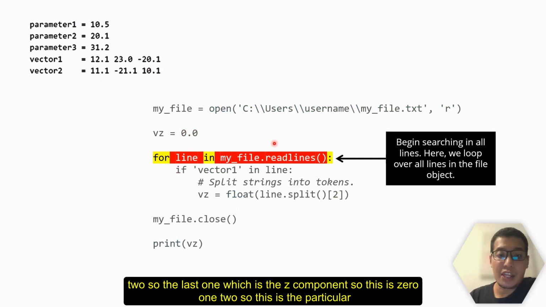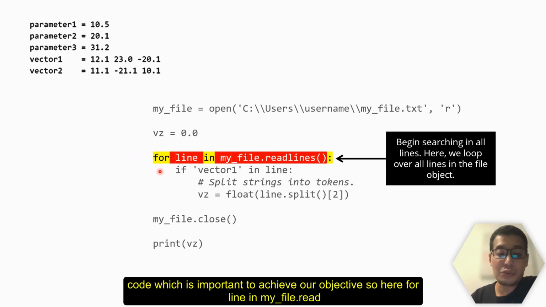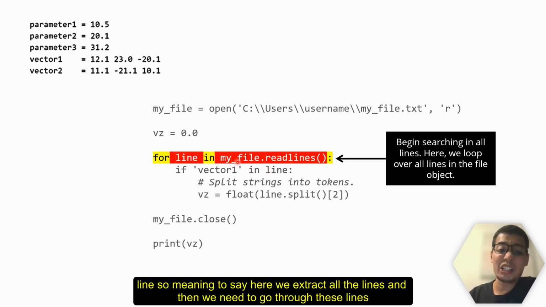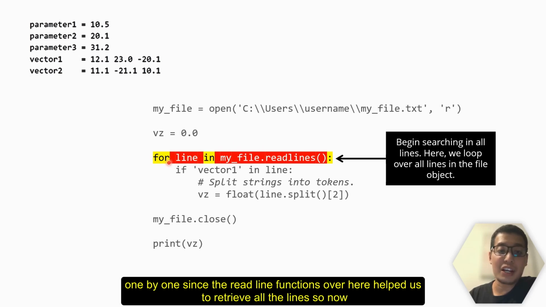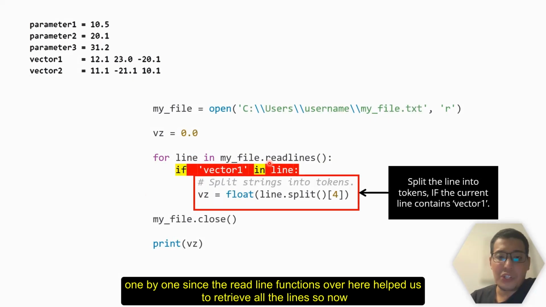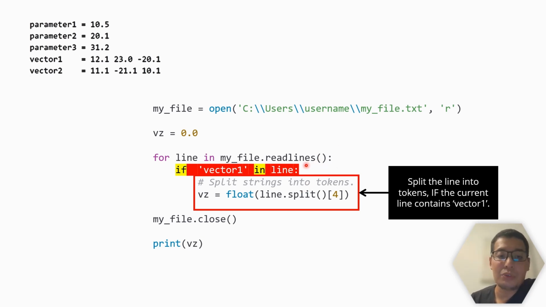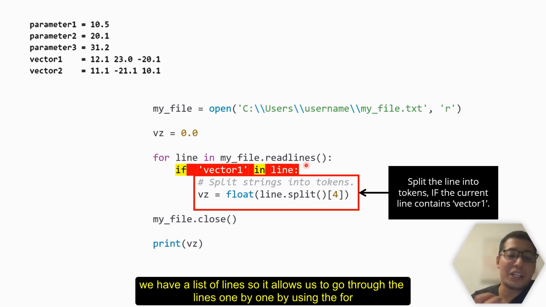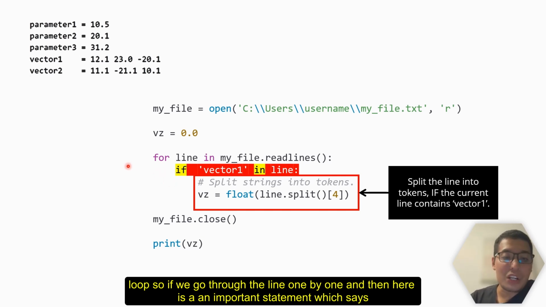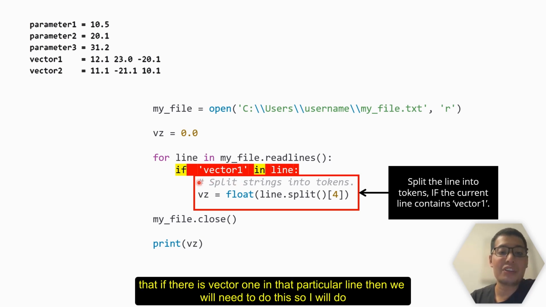This is the particular code which is important to achieve our objective. Here, for line in my_file.readlines, we extract all the lines and then go through these lines one by one. Since the readlines function helps us to retrieve all the lines, we now have a list of lines. It allows us to go through the lines one by one by using the for loop. Then here is an important statement which says that if there is vector1 in that particular line, then we will need to do this.